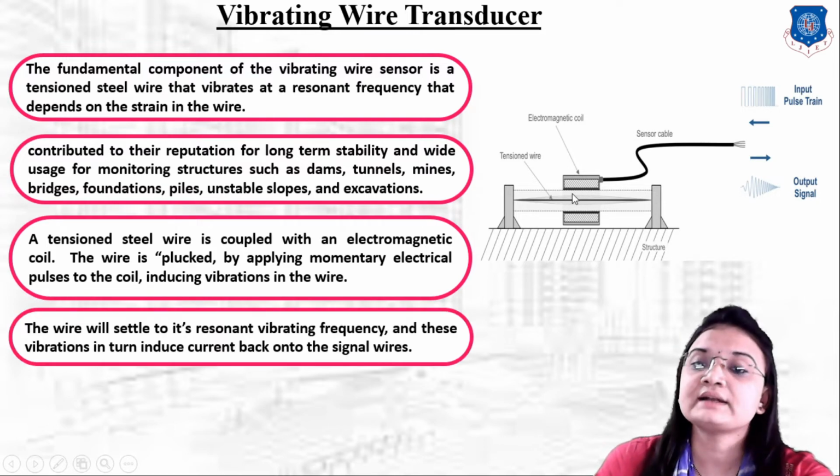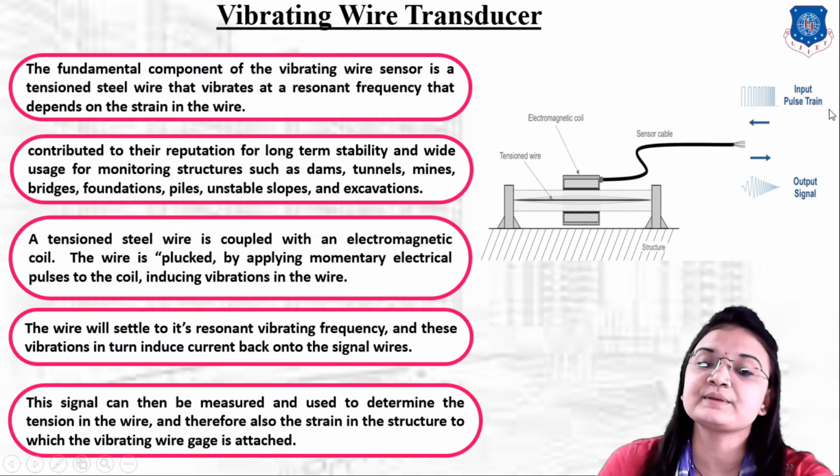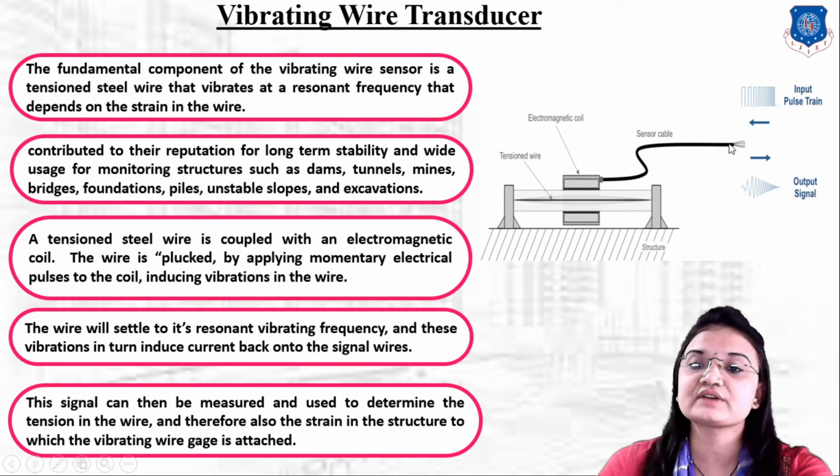Okay, and now this wire will settle at its resonance frequency, and this vibration in turn induces current back onto the signal wire. Okay, and then this signal can be measured and used to determine the tension in the wire. So by measuring this frequency we will get information regarding the vibration.